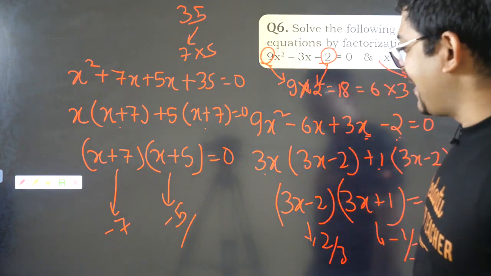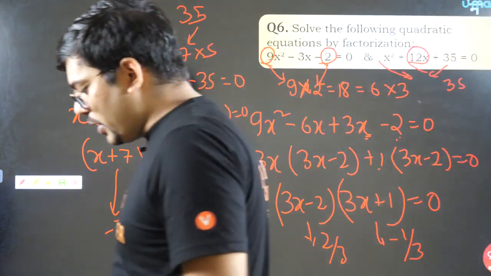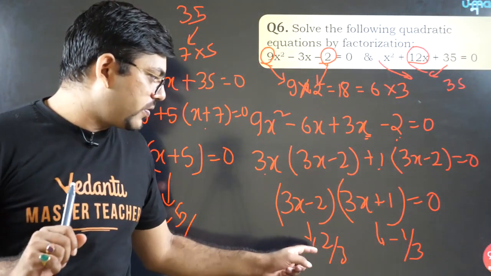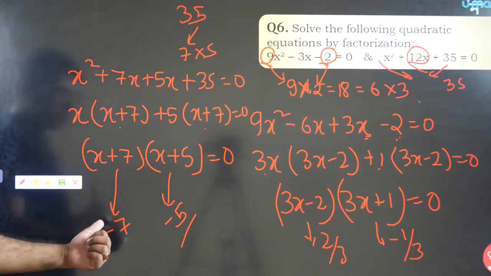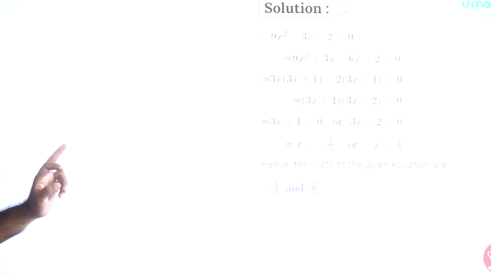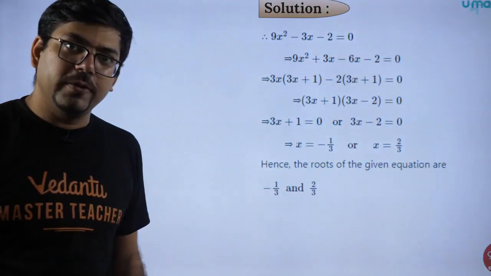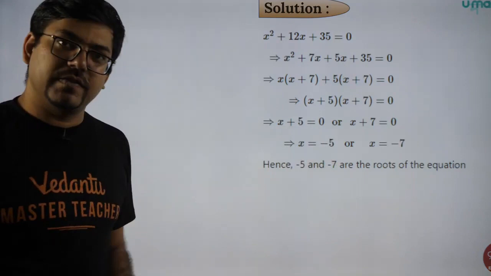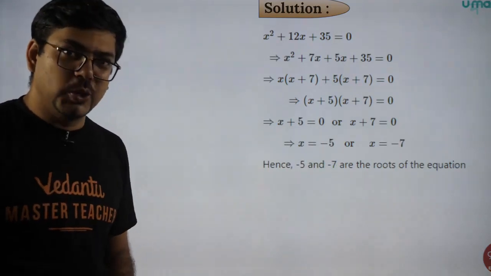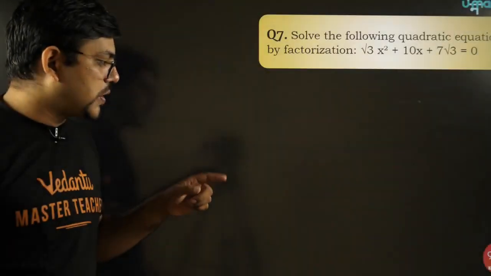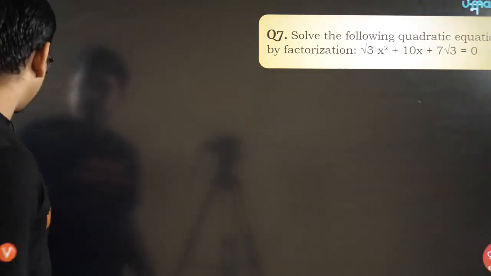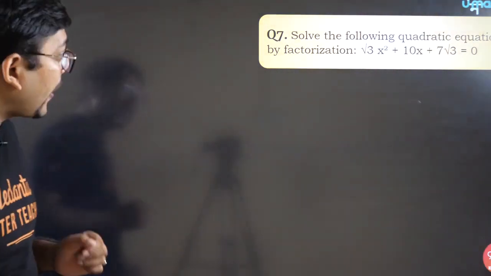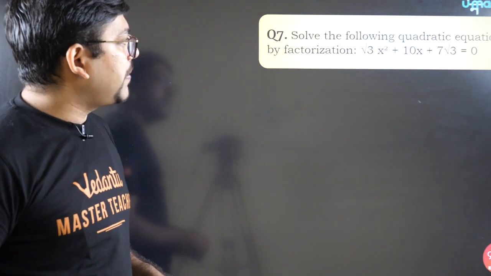Yes. Chalo, let me just show you the solution as well. For the first one we got the zeros as 2 by 3 and minus 1 by 3. Here we got minus 7 and minus 5. So let's check. Minus 1 by 3 and 2 by 3, the same as what we got. And for the second one, minus 5 and minus 7, the same as what we got. Cool. Let's move on. Here we go to the next question. The next question talks about solving the following quadratic equation by factorization.